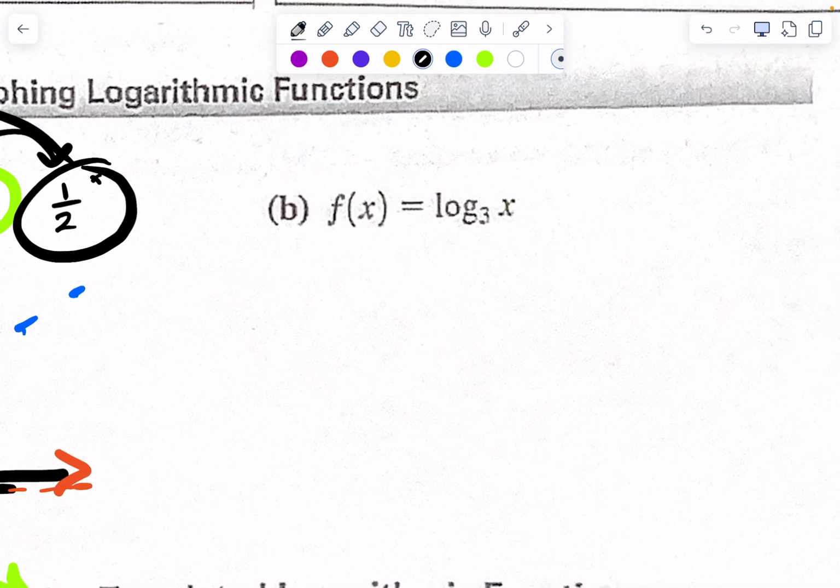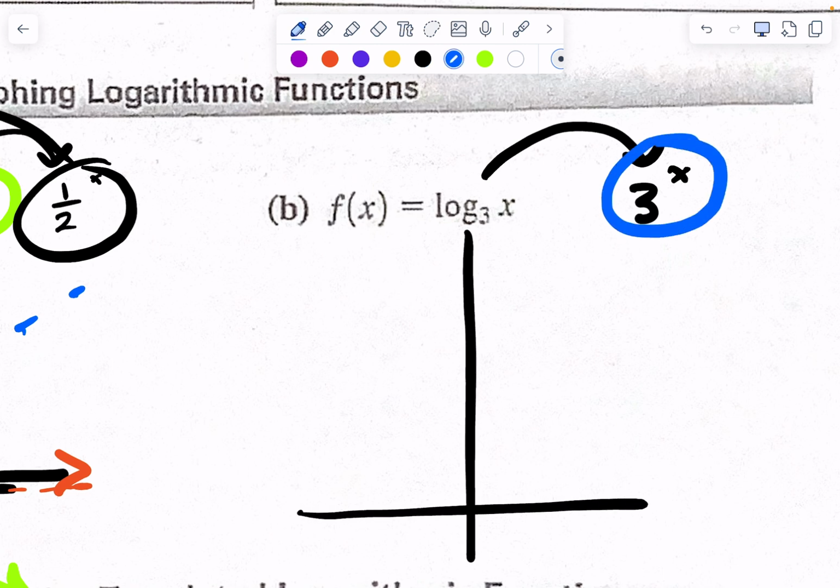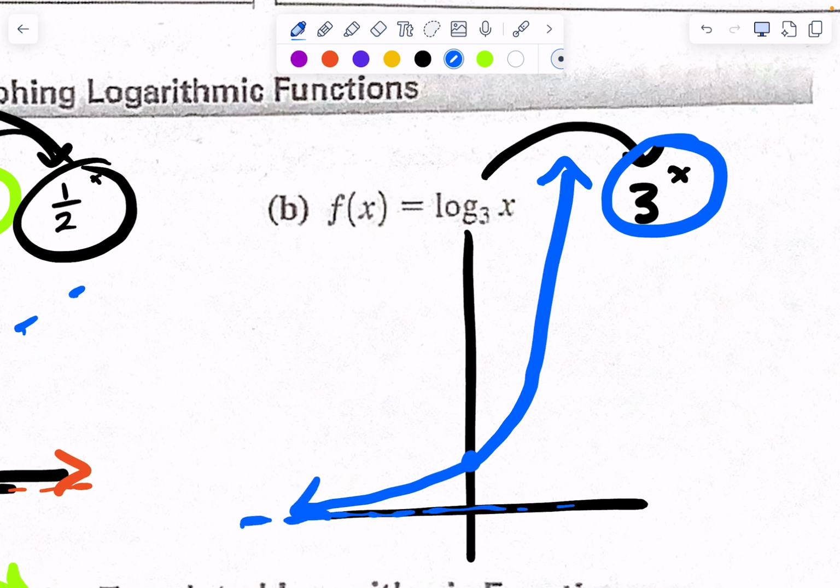Okay? B says log base 3 of x. What's the inverse of log base 3 of x? 3 to the x power. So if I go 3 to the x power, I'll graph him in blue. He's going to cross here at 0, 1, but he's an exponential growing function, so he's going to do one of these, right? He's going to have a horizontal asymptote.